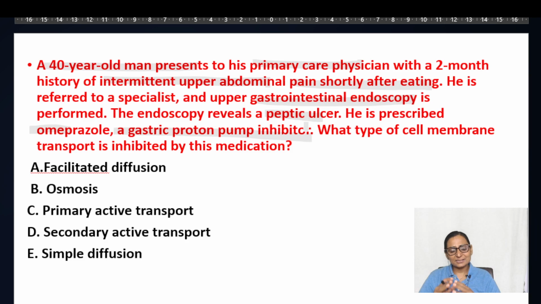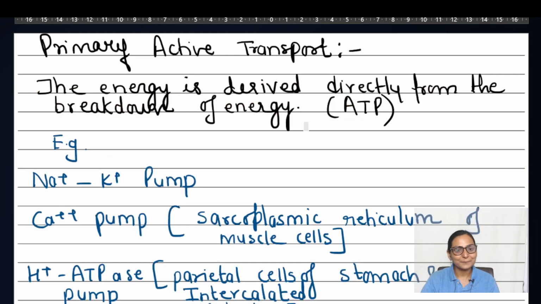And the last line is the simple physiology. What type of cell membrane transport is inhibited by this medication? Options: facilitated diffusion, osmosis, primary or secondary active transport, and simple diffusion. So let's answer this after we complete the theory.